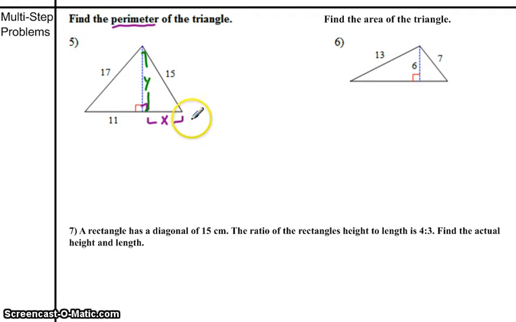Pause the video now and give that a try yourself. Unpause the video when you're done. The answers will be coming up in 3, 2, 1.